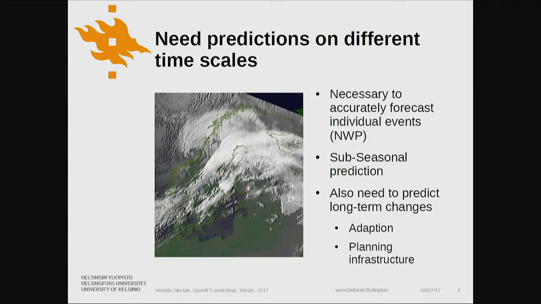And we need predictions of these systems on different timescales. For example, we need to think about individual weather events, so one individual storm. We need to be able to reliably predict this. There's also now the next step, which is the sub-seasonal prediction. So we need to try and understand, will the coming winter be more stormy than average or not?